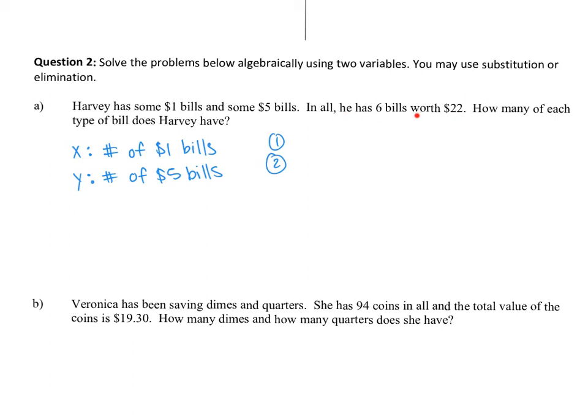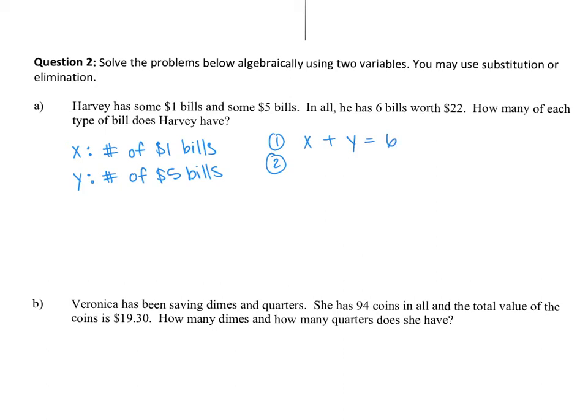So when I'm looking at the story, I can see there are 6 bills total. So I'm thinking, well, if I just take the number of $1 bills I have and the number of $5 bills I have, I know they add up to be 6 bills. So I can say that when I add X and Y, because they represent the quantity, they should equal 6. So I can start off there.